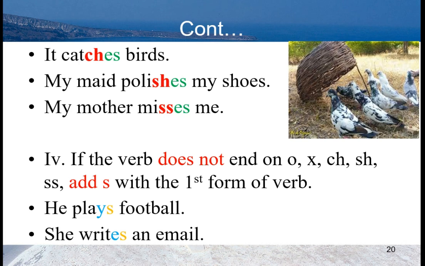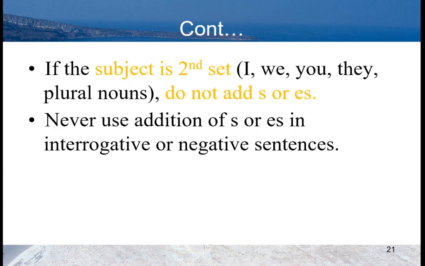If the verb does not end on o, x, ch, sh, double s, add s with the first form of the verb. Look at the first condition: he. It is from the first set, play. Now o, x, ch, sh, double s is not used, so he plays football. She. First condition, it is from the first set. She writes an email. Here e is present. It is not from the list of letters o, x, ch, sh, double s.